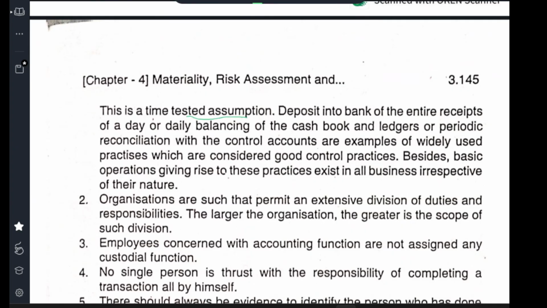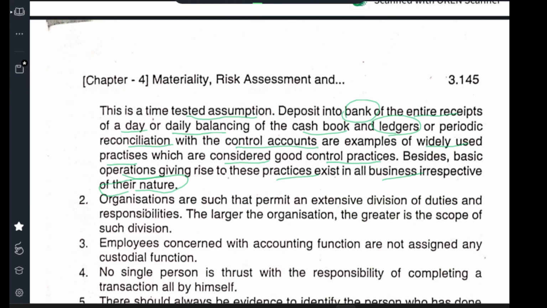It is a time-tested assumption: a deposit in the bank of the entire receipts, daily balancing of the cash books and ledger, periodic reconciliation with control accounts. For example, a widely used practice which is considered good practice. Besides good control practices, basic operations give rise to practices that exist in all businesses irrespective of the nature. So every day deposit should be done. What is a deposit? Every day cash purchases, cash sales, the amount we collected is to be deposited.